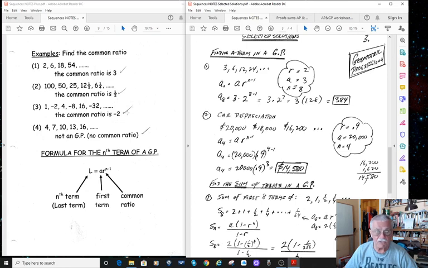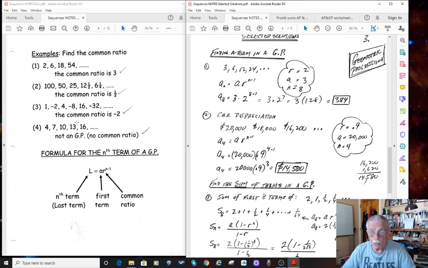Common ratio is -2. Next example, to go from 4 to 7, 7 to 10, 10 to 13, 13 to 16, it appears that in order to get those terms, I'm adding. So this is not a geometric series. This would be, as far as we can see, an arithmetic progression or an arithmetic sequence, but not a geometric one. So, as usual, the rules and the procedures which we're looking at don't always apply, depending on the situation.